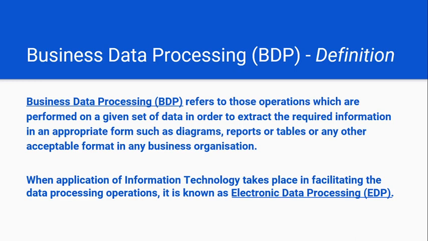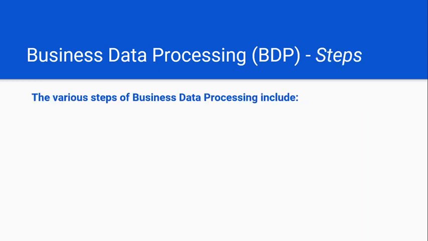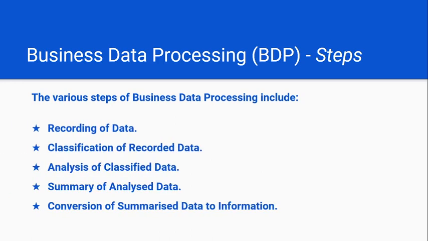Right? So the next area that we are going to see is the various steps that any business data processing should include. These are recording of data, classification of recorded data, analysis of the classified data, summary of analyzed data, and conversion of summarized data into information. So these steps are to be followed sequentially.